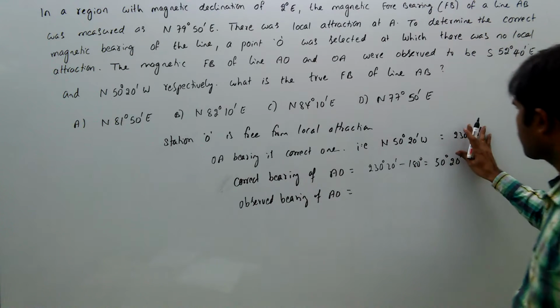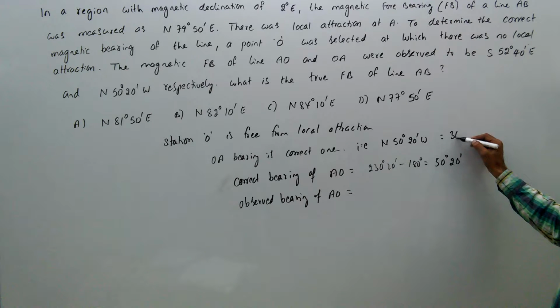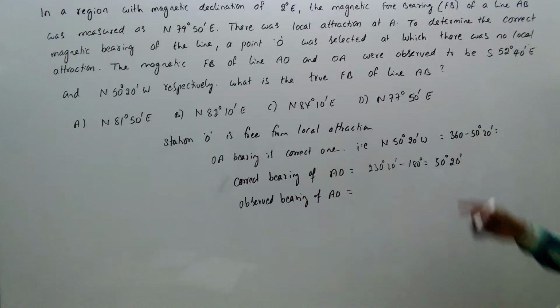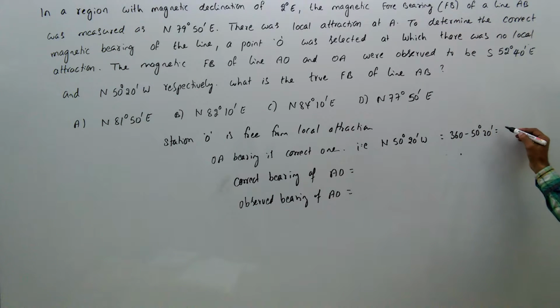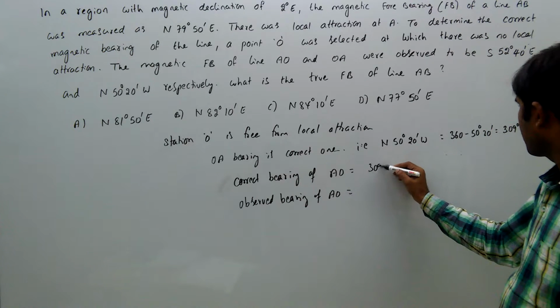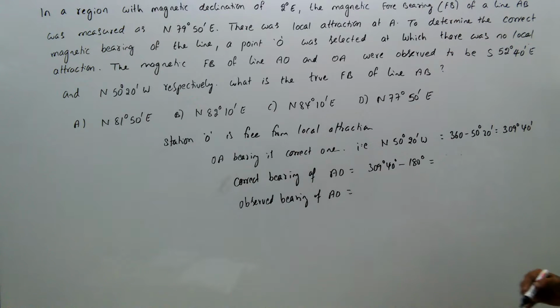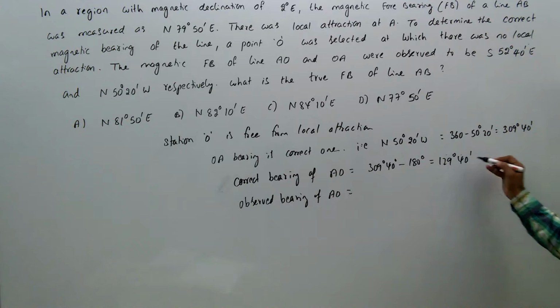Sorry, this is northwest. Northwest does not mean 230. Northwest means 360 minus 50 degrees 20 minutes, that equals 309 degrees 40 minutes. Now the correct bearing of AO is 309 degrees 40 minutes minus 180, that equals 129 degrees 40 minutes.